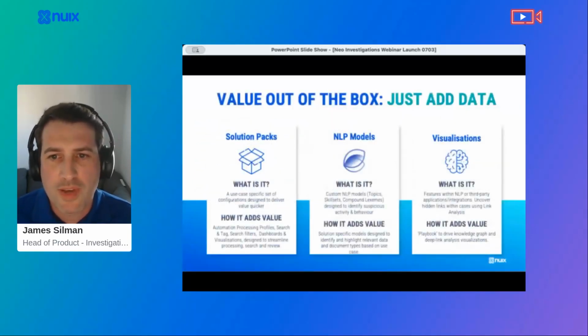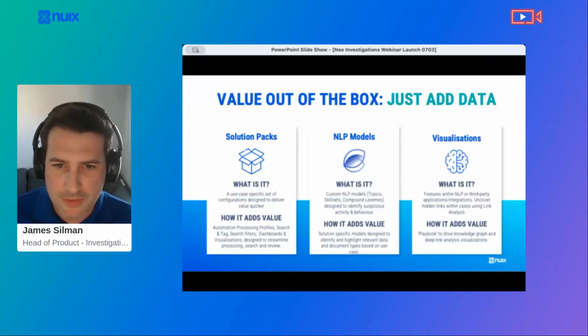One of the guiding principles we've had since the inception of Neo is how do we reduce time to value and time to answers. You've already seen this with how Neo is faster, easier, and smarter. But as part of that guiding principle, we've developed what we call solution packs. Every Neo solution comes with a solution pack tuned to those specific use cases. These solution packs are made up of three main areas.